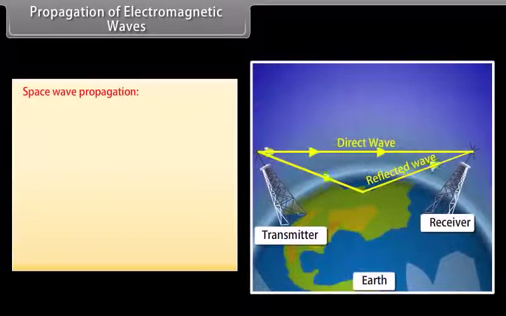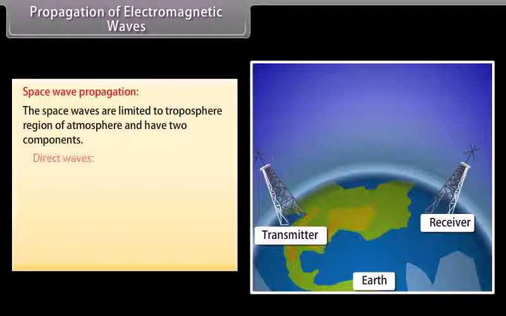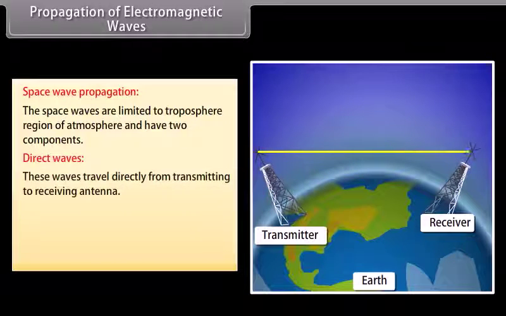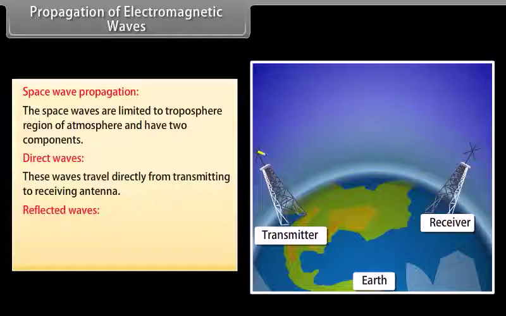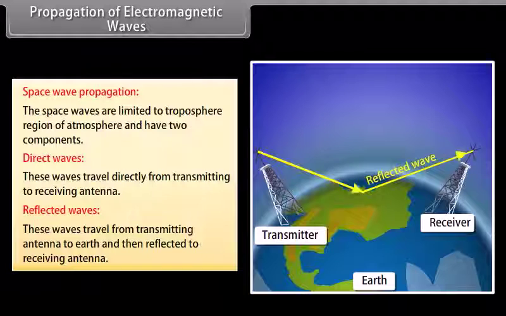Space wave propagation. The space waves are limited to the troposphere region of the atmosphere and have two components. Direct waves: these waves travel directly from transmitting to receiving antenna. Reflected waves: these waves travel from the transmitting antenna to Earth and then are reflected to the receiving antenna.